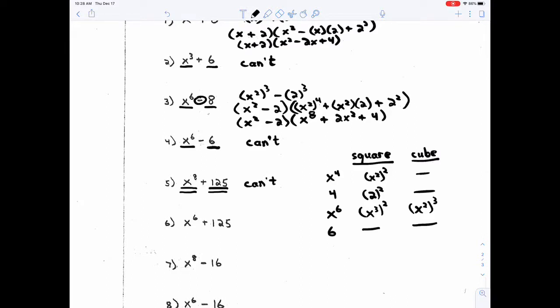Okay? How about x to the 8th? Okay, that's a square because it's x to the 4th squared. It's not a cube at all. There's nothing times itself 3 times that gives you x to the 8th, because x to the 2nd times x to the 2nd times x to the 2nd doesn't give you x to the 8th. It gives you x to the 6th. Okay, how about just the number 8? Okay, it's not a square. There's no number times itself twice that gives you 8, but it is a cube.